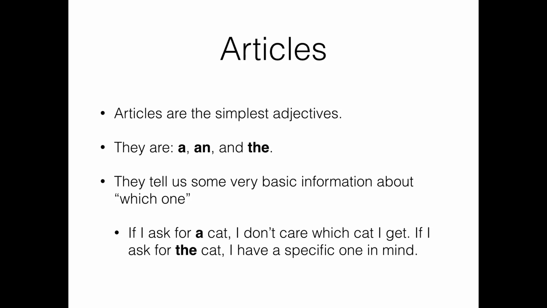Articles. Like I said earlier, we touch on our articles. They're the simplest adjectives. They're a, an, and the. They just tell us which one. Like as I said right here, if I ask for a cat, I don't care which cat I get. If I ask for the cat, I have a specific one in mind. And of course, you just use a and an depending on whether the next word starts with a consonant or a vowel. So I said a cat. If I wanted an aardvark, then I'd say an. So they just tell us specificity, definite and indefinite. The definite article is the.